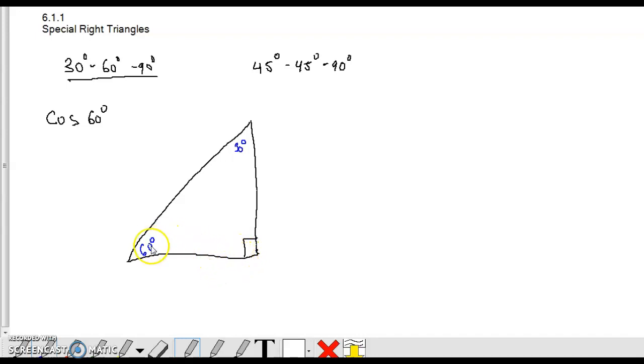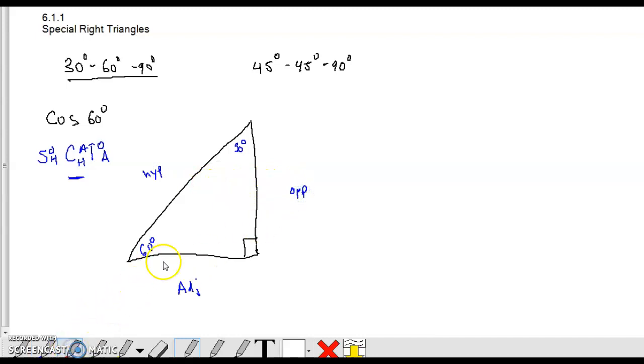Okay, so what do I know about cosine? I remember from SOHCAHTOA that cosine is adjacent over hypotenuse, right? So here's my adjacent, and then here is my hypotenuse. And just so we have this, this will also be opposite.